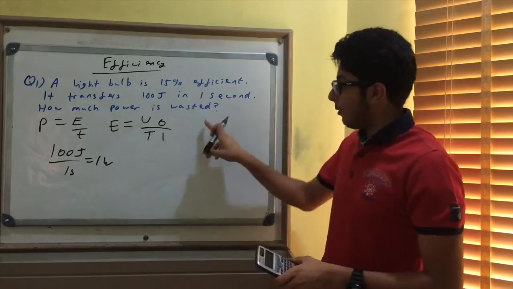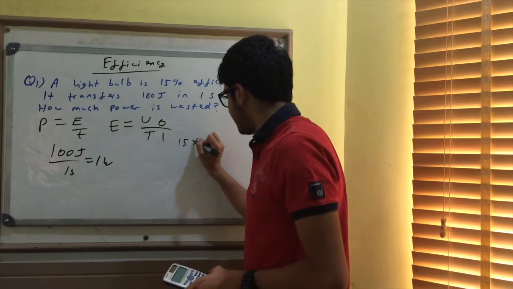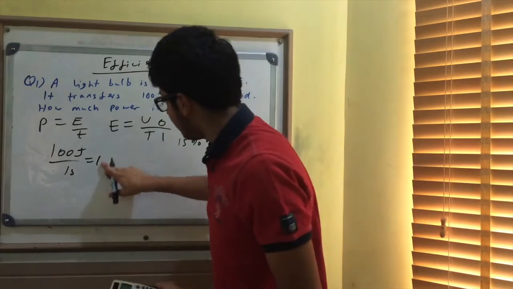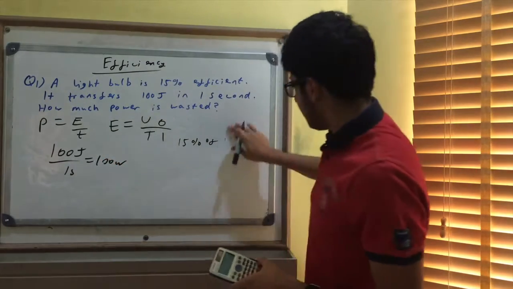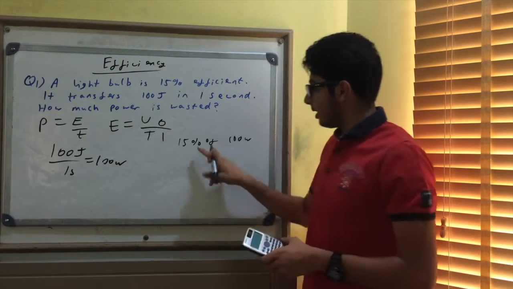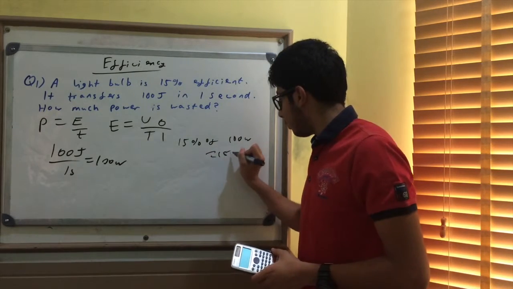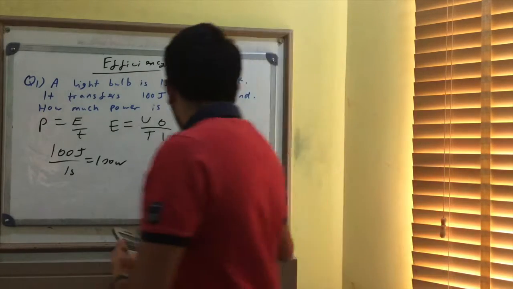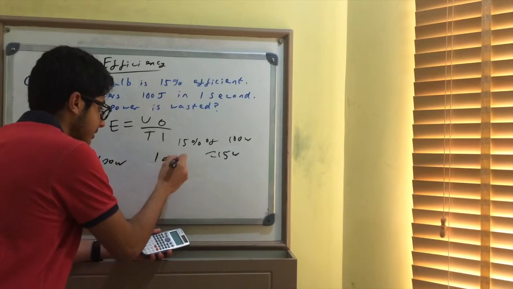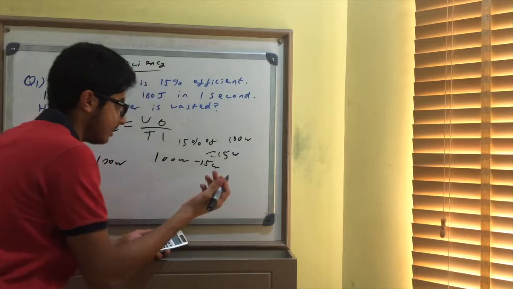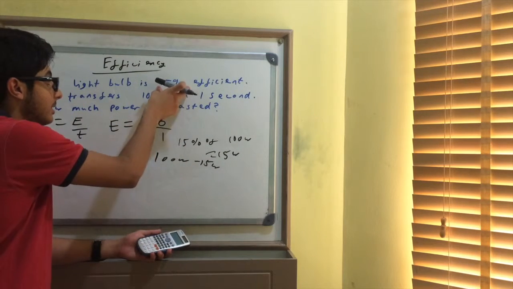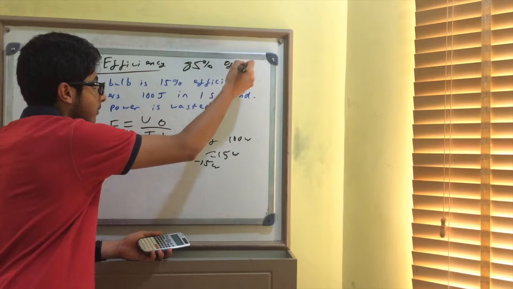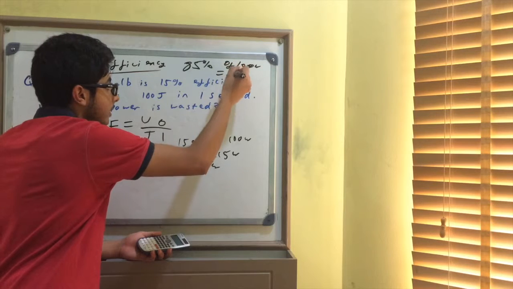So how do we calculate the power that's wasted? Well, 15% of 100 watts, made a mistake there, 15% of 100 watts is 15 watts. So 15 watts of power is useful. And what you could do now is 100 watts minus 15 watts to give you the power that's wasted. Or if you work out the percentage that is inefficient, so 85%, and then take 85% of 100 watts, that will give you 85 watts.